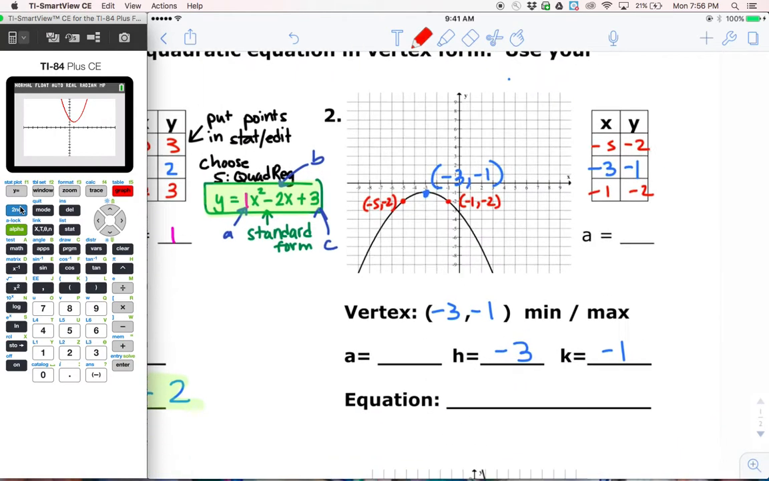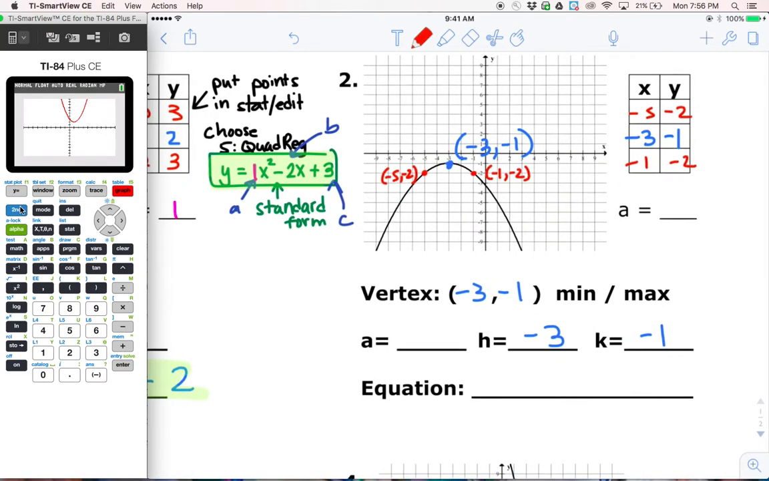And we're going to do stat edit to figure out my a value. And yes, it's going to give me a whole standard form equation, but really I'm only interested in a. So I've got -5 and -3 and -1. And then for my y's, I've got -2 and -1 and -2.